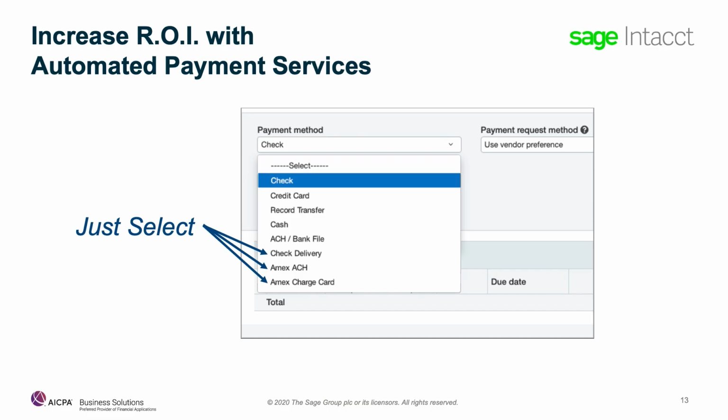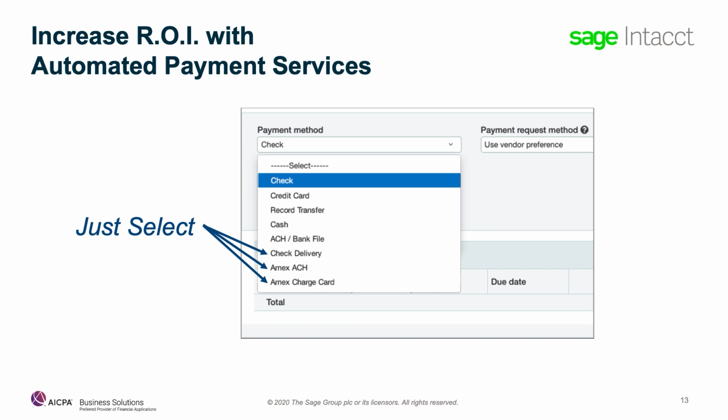I have an option to use check delivery, where Sage Intacct sends your payment information to American Express and they cut and mail the checks written on your existing bank account. You eliminate the overhead of printing checks, stuffing envelopes, and mailing. It's all handled with a simple click. American Express ACH eliminates the need to create and maintain all those NACHA files.